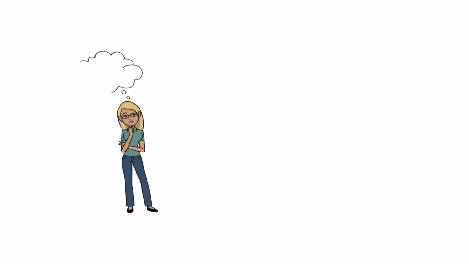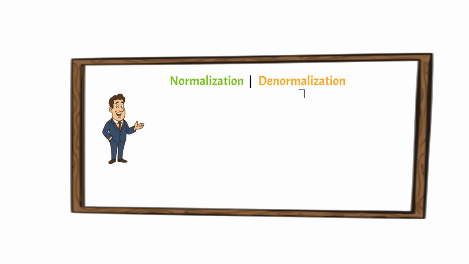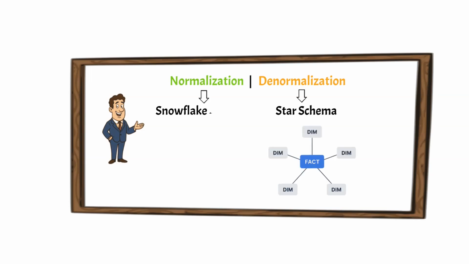Now, why does this happen? It's because of a process called normalization. Before we dive further into Snowflake, let's pause and understand the concepts of normalization and denormalization, since they explain the key difference between a Star schema and a Snowflake schema.